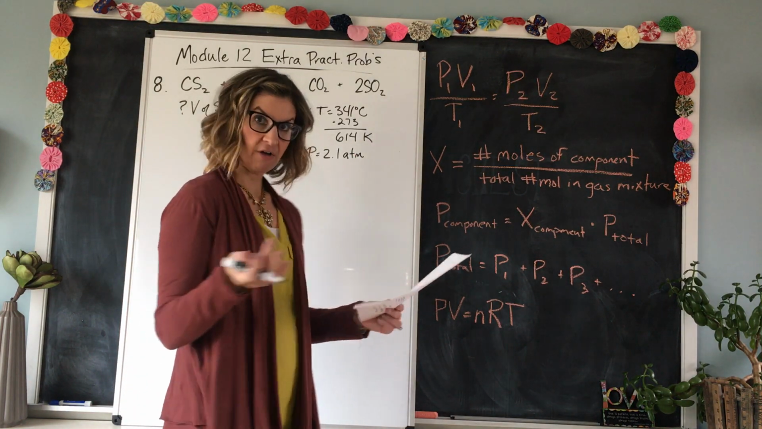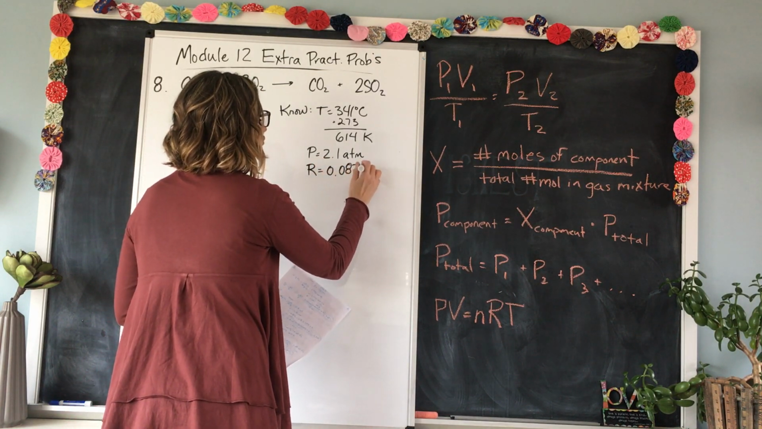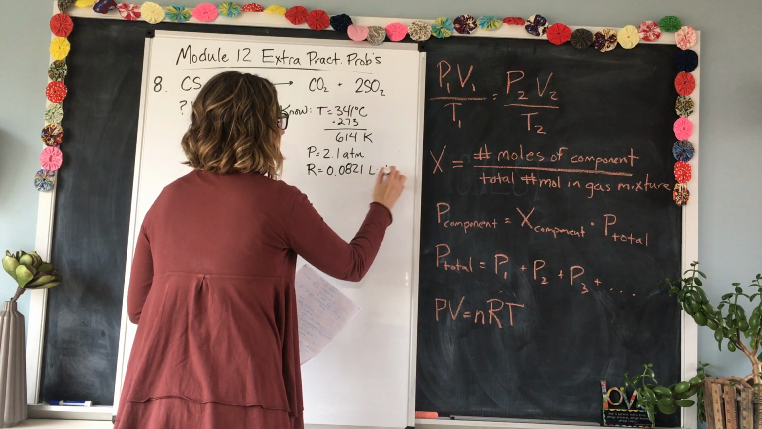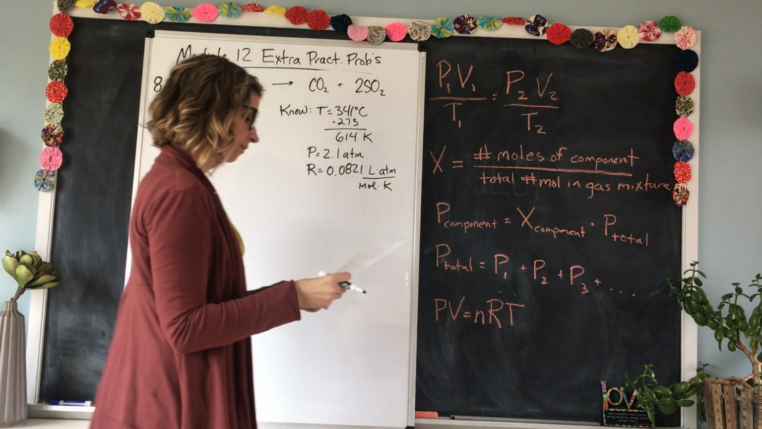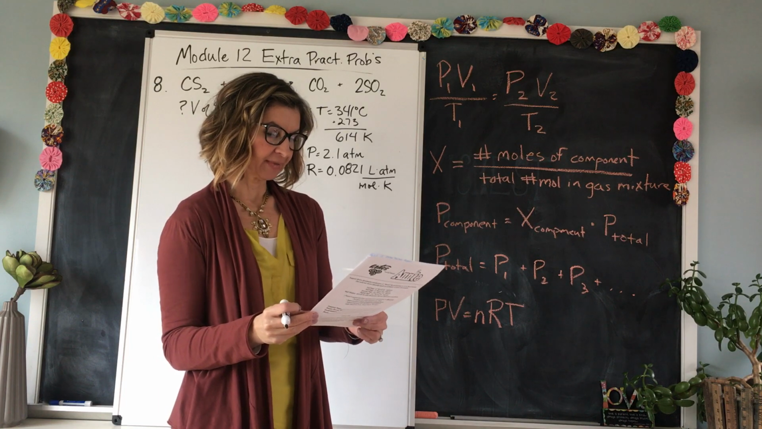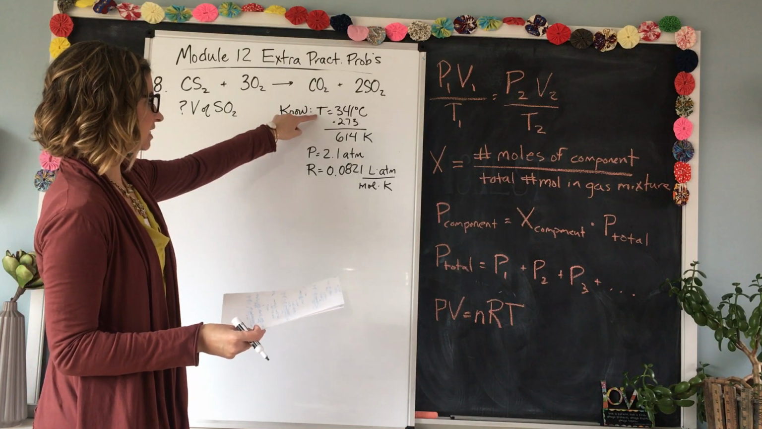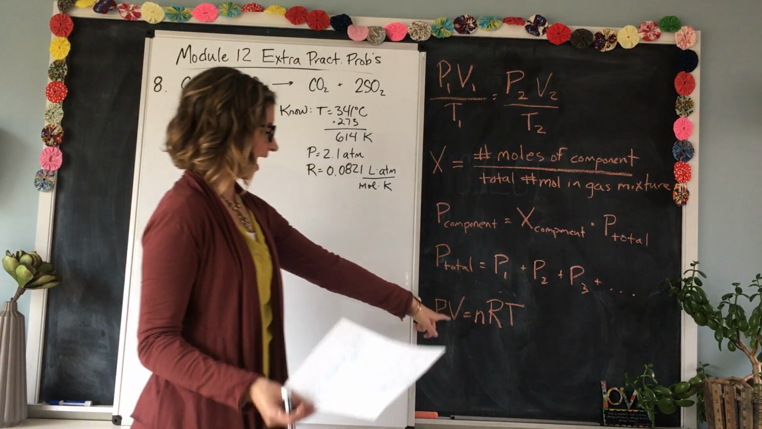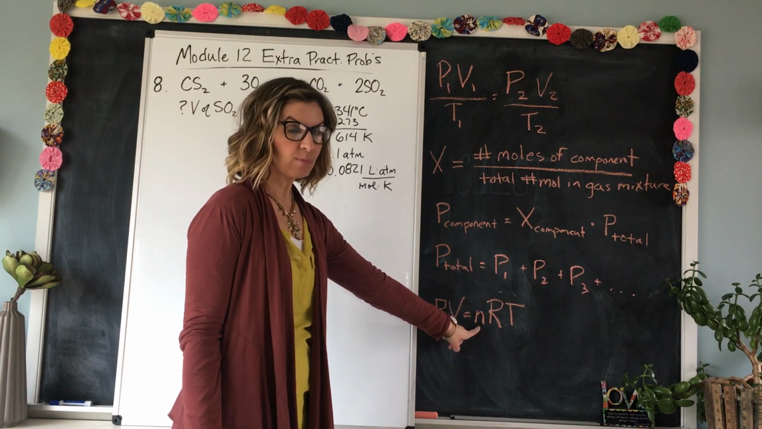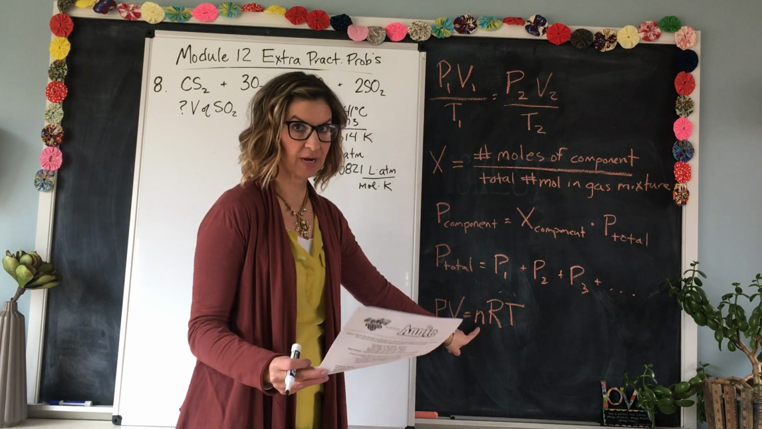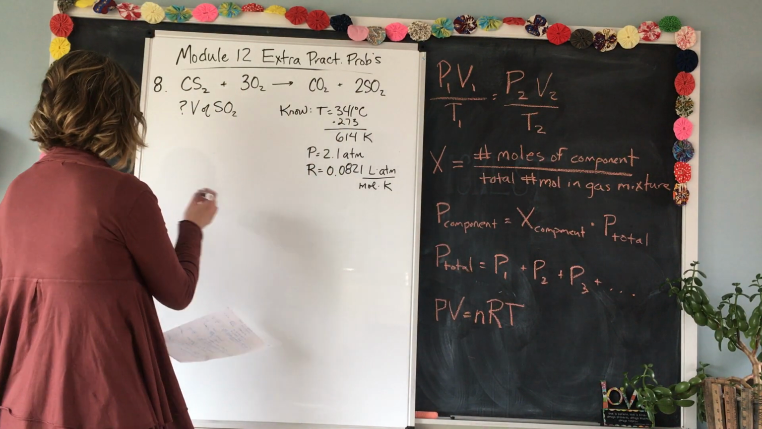We always know R because R is a constant. Let's remind ourselves it is 0.0821 liters times atmospheres over moles times Kelvin. So we're going to want to find V. We've got P, we've got R, we've got T. I can tell that we are going for the ideal gas law, PV equals nRT. N, of course, is the number of moles, which we don't have explicitly in the problem, but we can figure out using stoichiometry. So next we're going to figure out N.